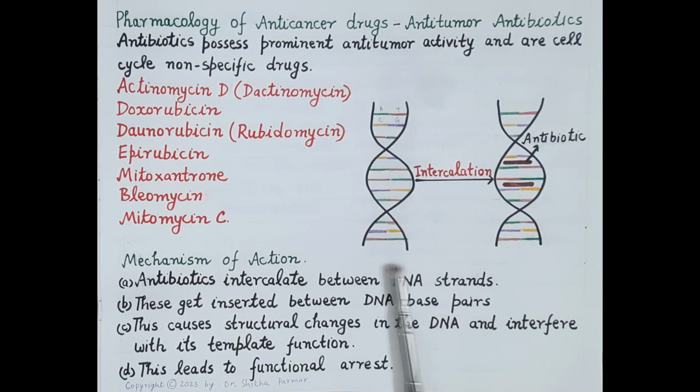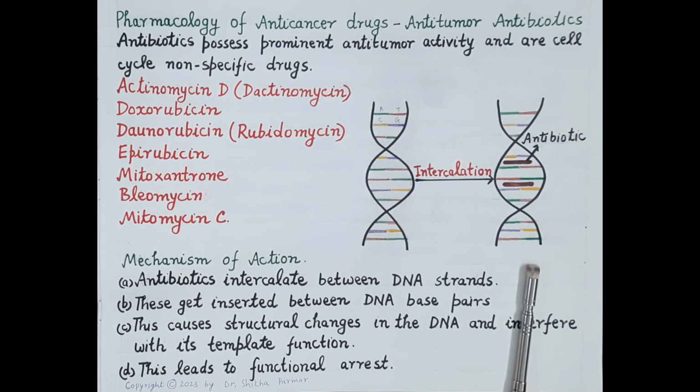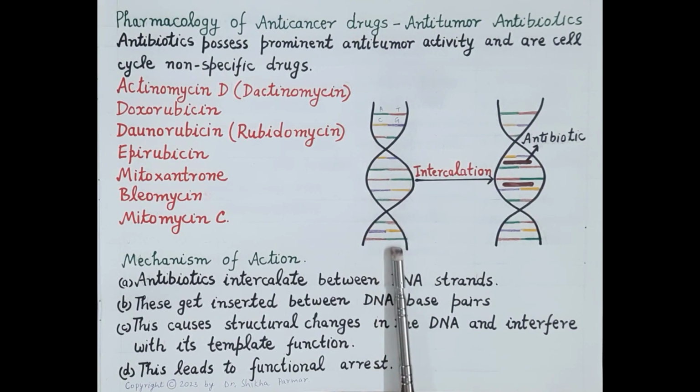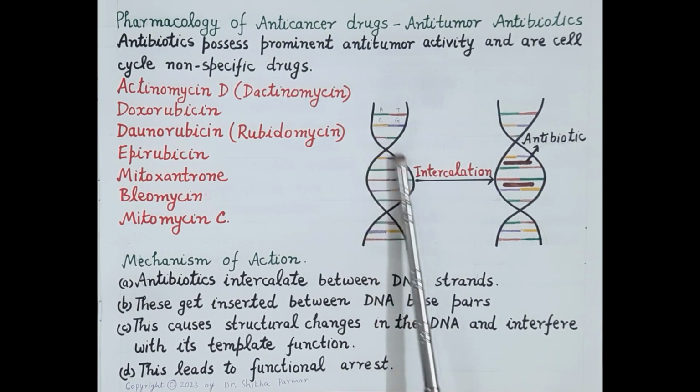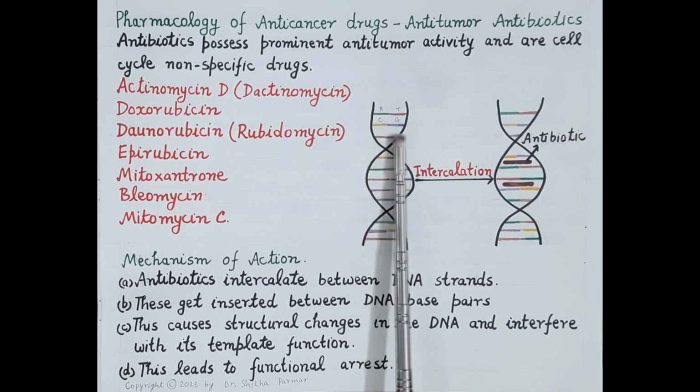So look at these two figures. This is a normal DNA and this is an intercalated DNA. Now as we all know, DNA is made up of nucleotides, and each nucleotide is made up of deoxyribose sugar, nucleobase, and a phosphate group. Now the two strands of DNA are linked primarily through a hydrogen bond between the complementary nucleobases.